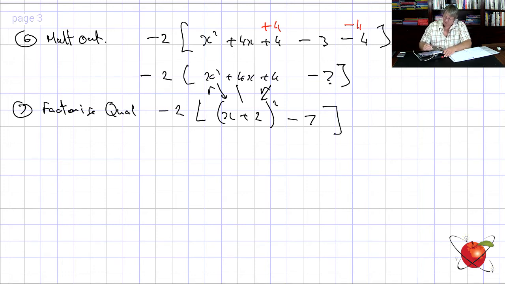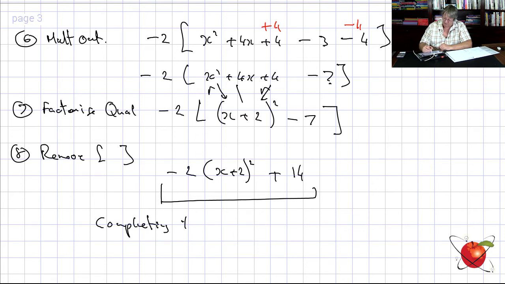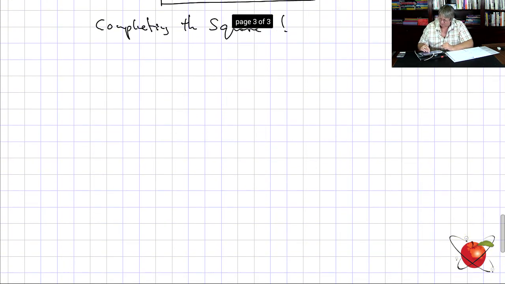There we go. Now the last thing, section 8, is to remove the square bracket. So it becomes minus 2 times x plus 2 all squared plus 14. And now we have completed the square. This is completing the square. And we have completed the square on it. All right?